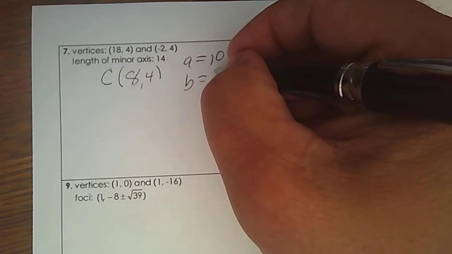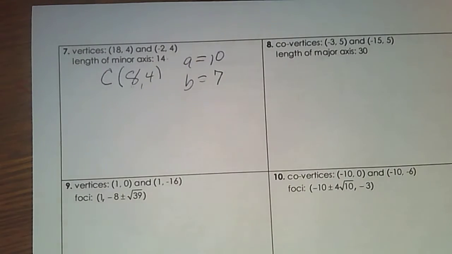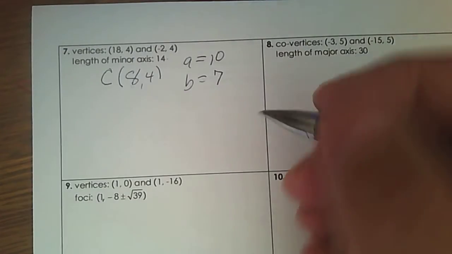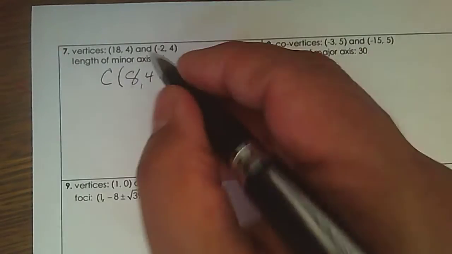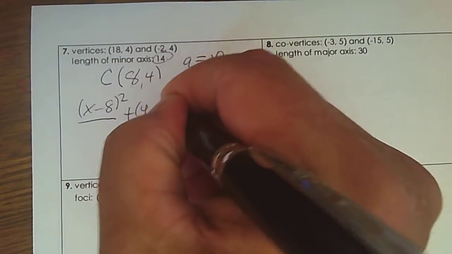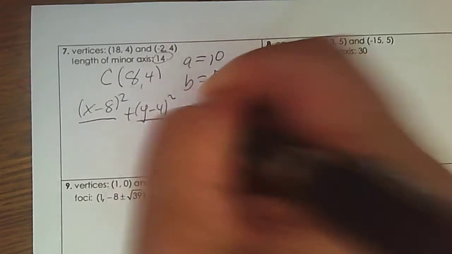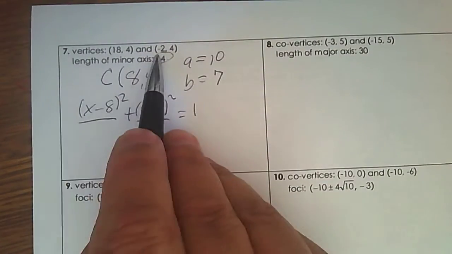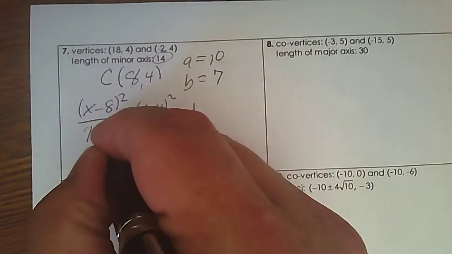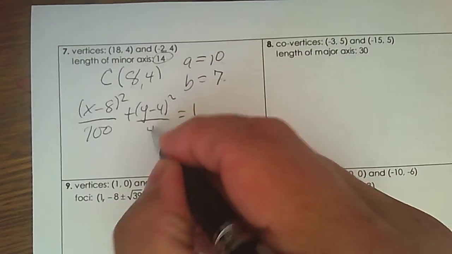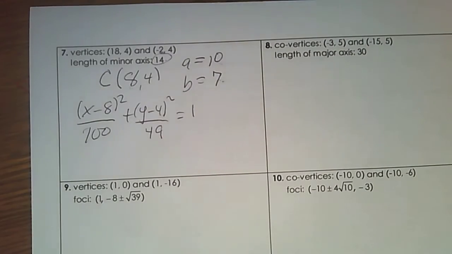For B, the minor axis is 14. So split it in half, that means the distance from the center to the minor vertex is 7 by dividing by 2. And that's it. We have (x - 8)². We have (y - 4)². And now remember the x's changed. So the a squared goes underneath the x, and the 7 squared goes underneath the y.